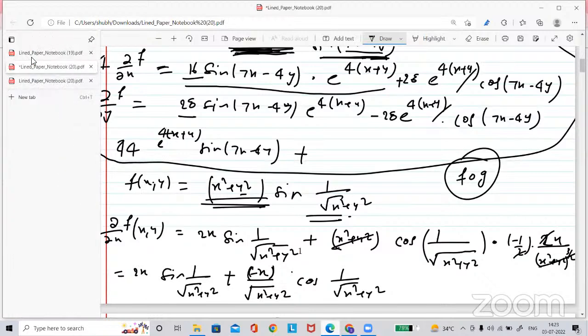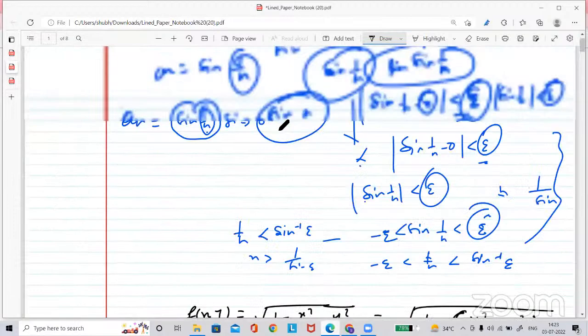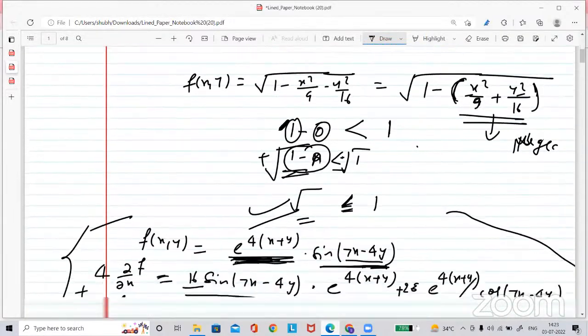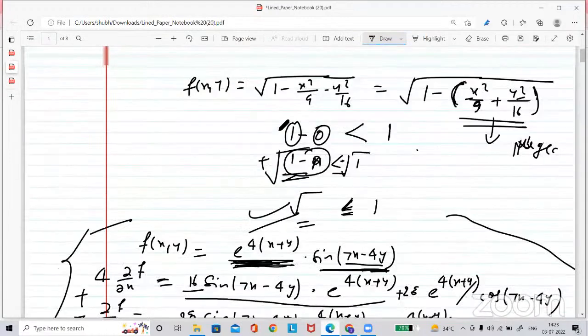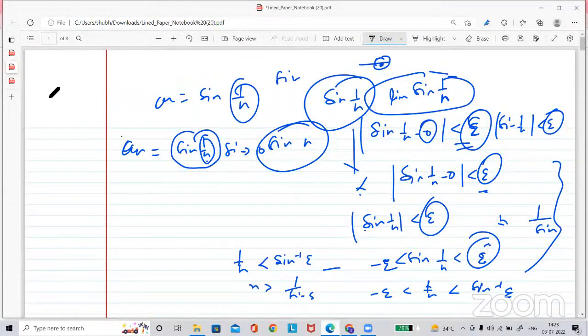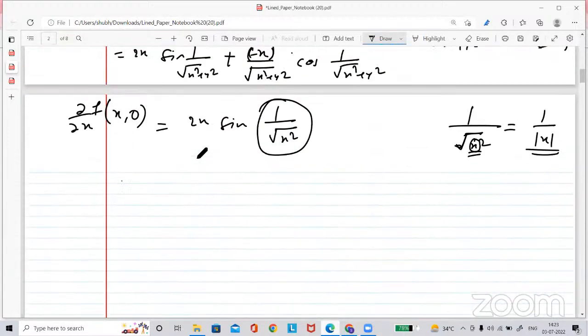What last time I did here. If you have a doubt, please stop me. Last time I discussed the definition of a function. So just recall what a function in multivariable is. I'm just going to write it like this. Suppose this is R^n and this is R. So this kind of function is called a scalar valued function.